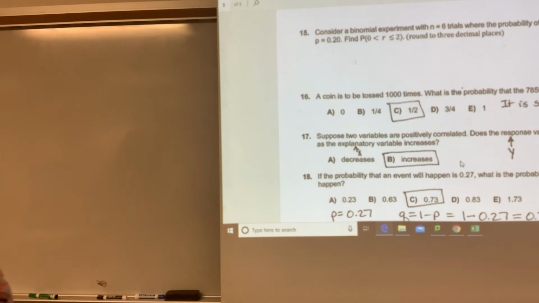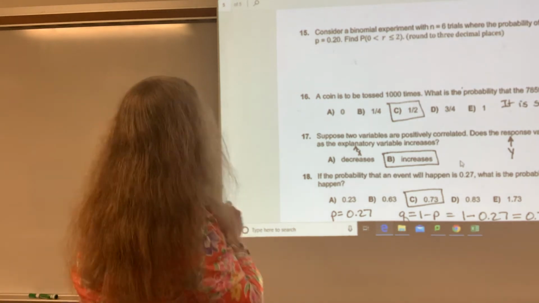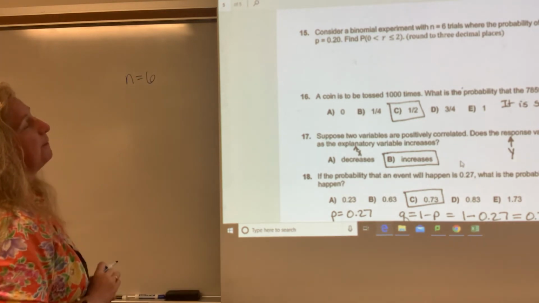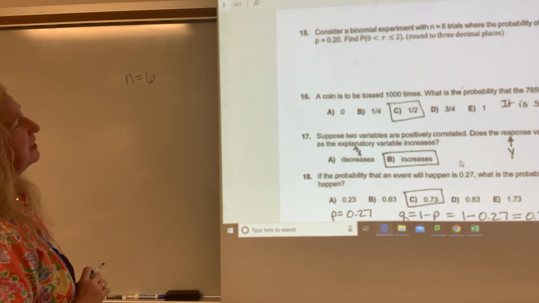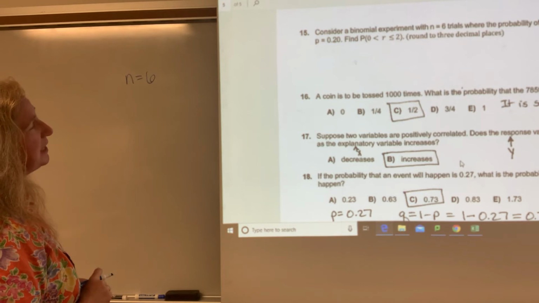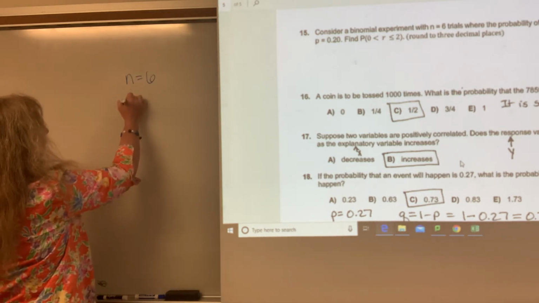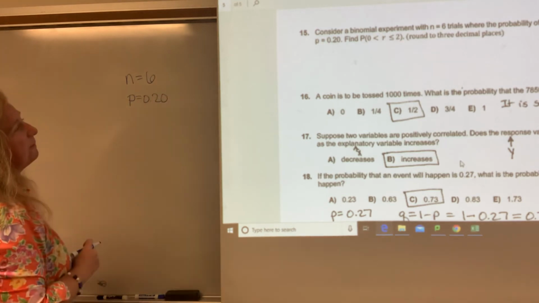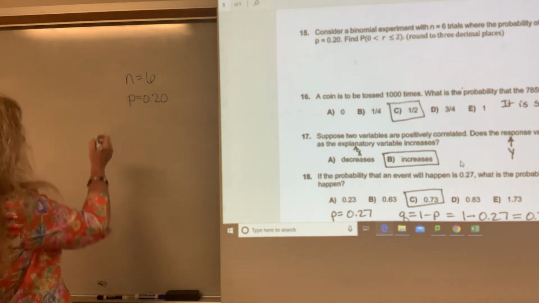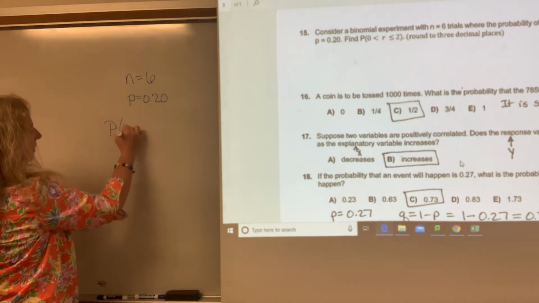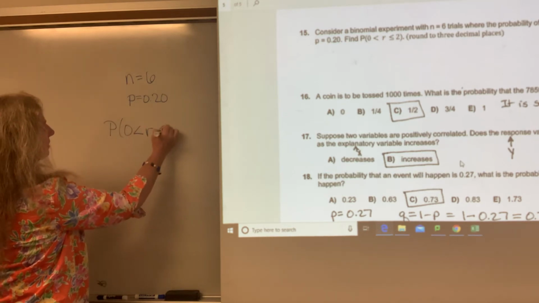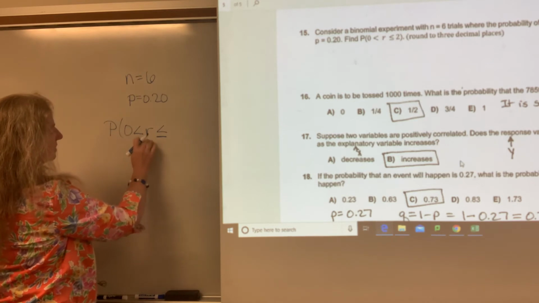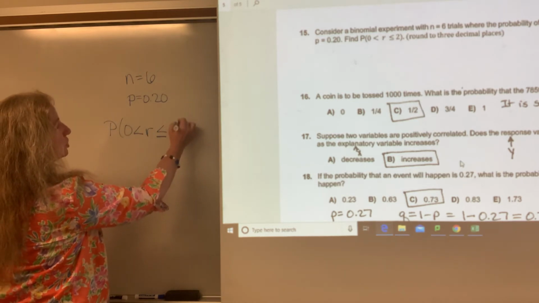So consider a binomial experiment with n equals 6 trials, and the probability of success on a single trial is p equals 0.20. So my little p is 0.20. We want to find the probability that r is between 0 and, less than r, which is less than or equal to 2.